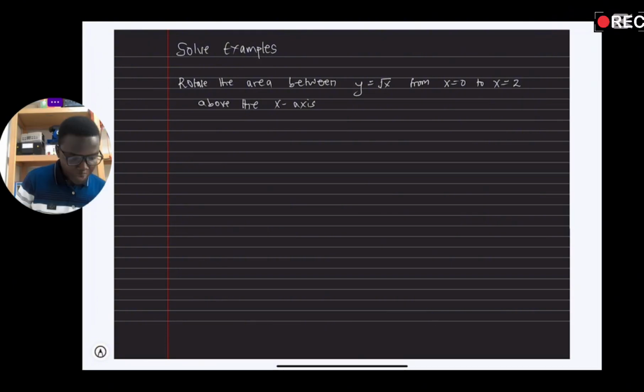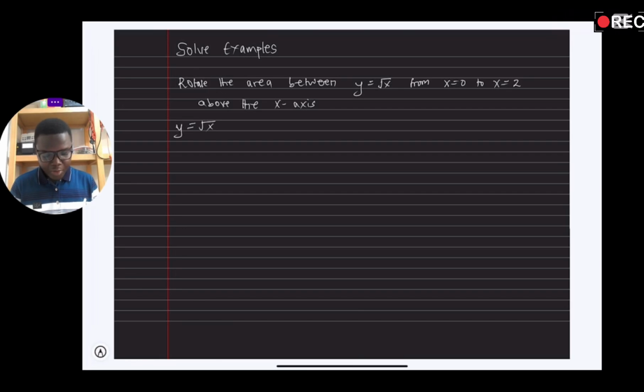So for this example, we have only one function and we have been given the limits, which are x equal to 0 to x equal to 2, and the question is asking us to revolve it above the x-axis. So in such cases, what you have to do first of all is a rough sketch of the function that you are working with. So how can you do a rough sketch of that? Let's quickly look at the function. The function is y equal to square root of x. That's the function that we currently have.